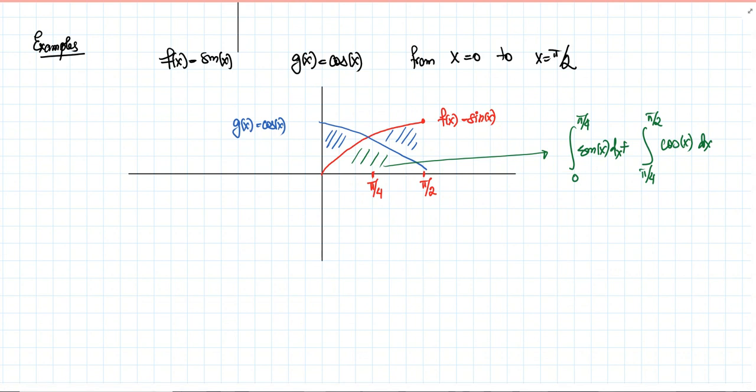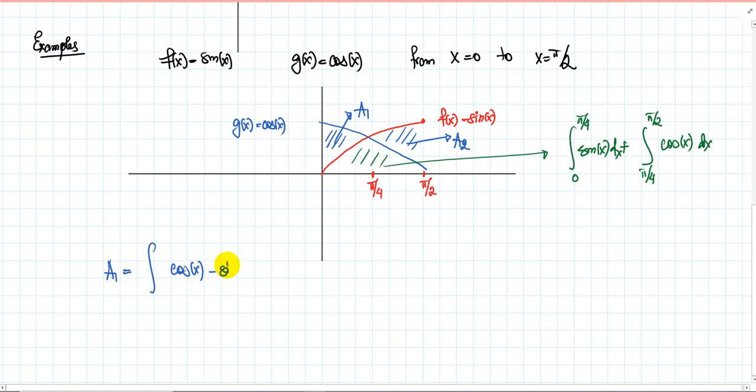Let me denote this as A1, and this as A2. So A1 is the integration of the above function, cosine of x, minus sine of x. Do you understand why I'm subtracting? Because I would like to find the height of the rectangle at every single point. Here I will put the dx.